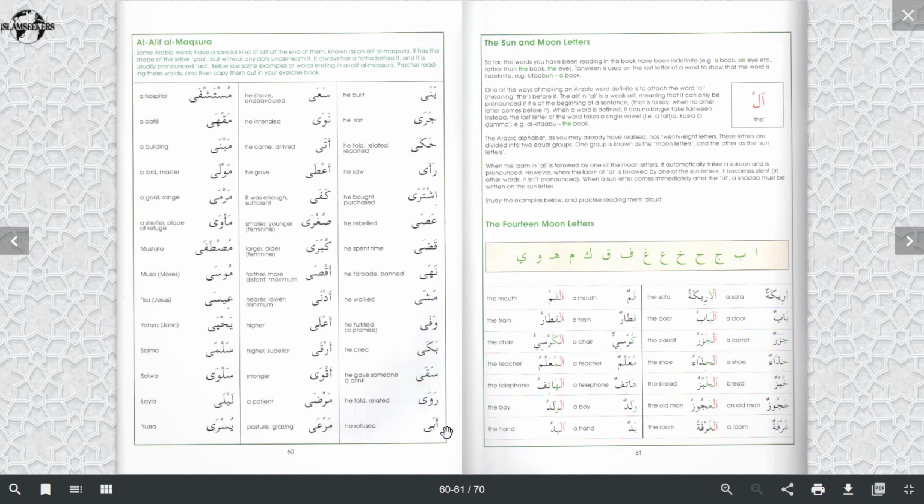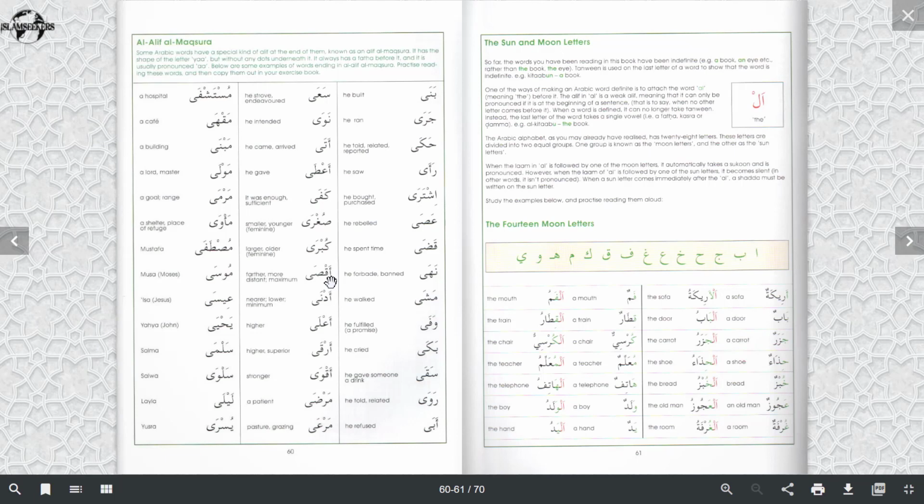روى. He told or related. أبى. He refused. Column 2. سعى. He strove or endeavored. نوى. He intended. أتى. He came or arrived. أعطى. He gave. كفى. It was enough or sufficient. صغرى. Smaller or younger in the feminine form. كبرى. Larger or older in the feminine form.